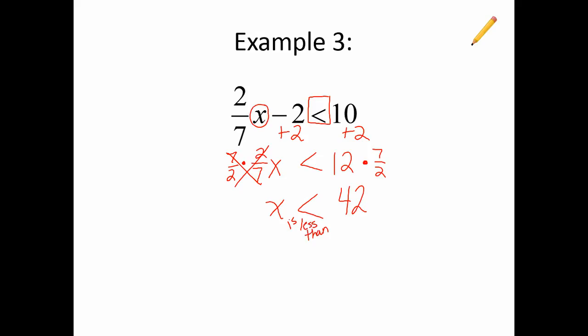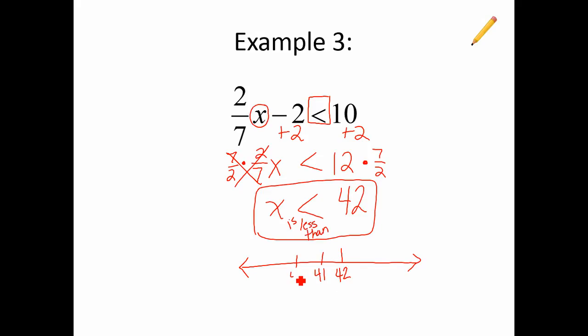So how many numbers in the world are less than 42? A whole lot, right? So when we want to show the solutions to an inequality, we don't just stop here. We need to show people the answers. It's not like x equals 42, it's obvious. So when there was an inequality, we sketched number lines. So we need to make sure the number 42 is on our number line. So maybe 42 is right here, then 41, then 40, then maybe 43. We'll put 42 on the number line there.